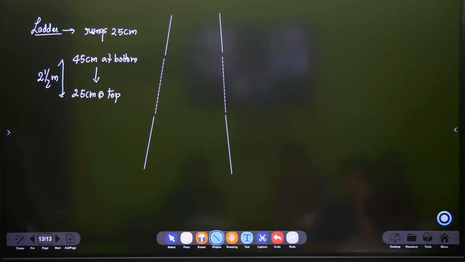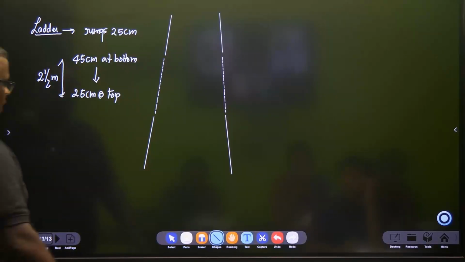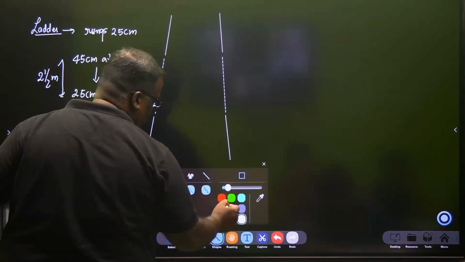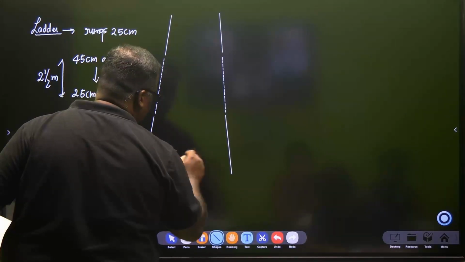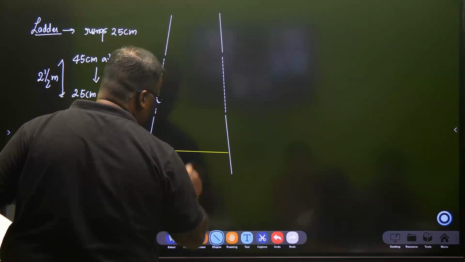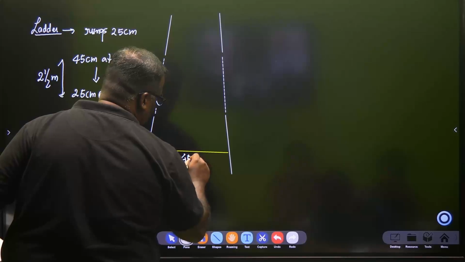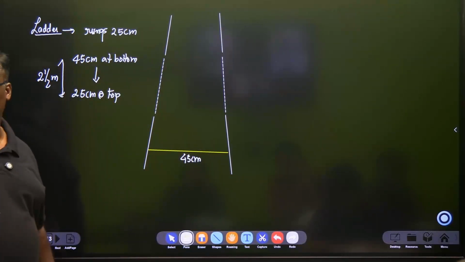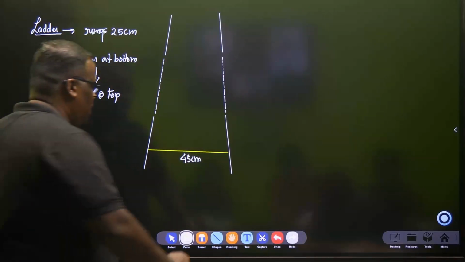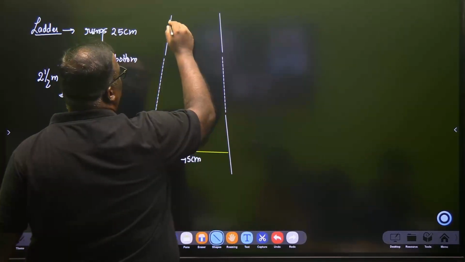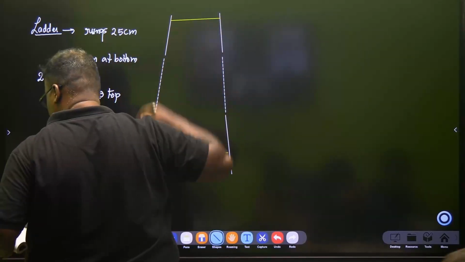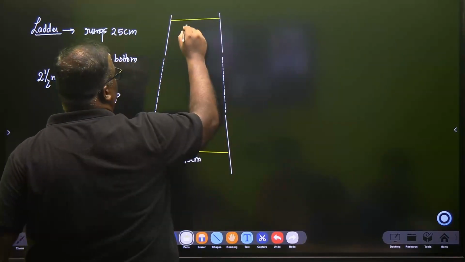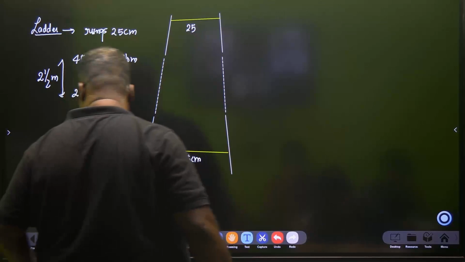It says a ladder has got 25 rungs, and the rungs decrease uniformly in length with 45 centimeters at the bottom. So the bottommost rung is how much? 45 centimeters. So this rung is 45 centimeters, and they uniformly decrease in length. That is basically your common difference, in which they are reducing till you go to the topmost rung, and the topmost rung is how much? 25 centimeters in length. Okay, 25 centimeters in length.